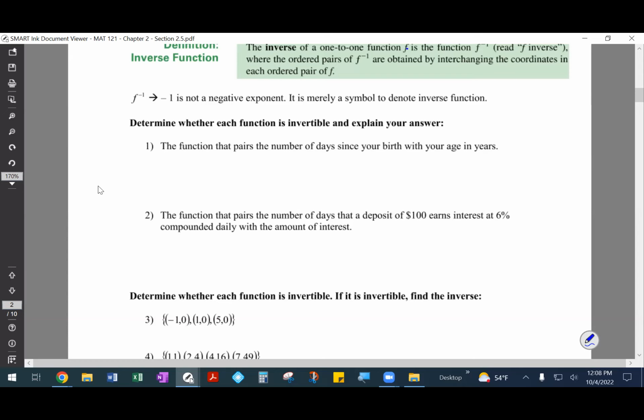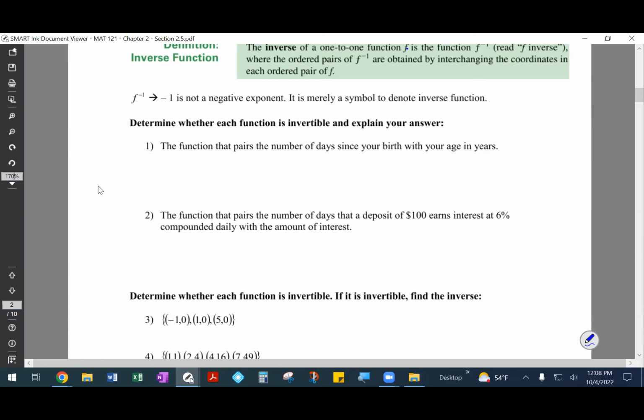So for the same number of days, can we have two different ages? If you were born, which none of us are that young here, but if you were born 1,000 days ago, since you've been born, would that only give us one specific age?